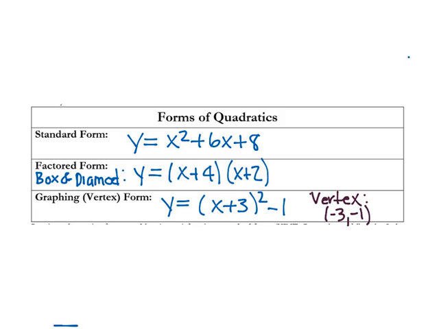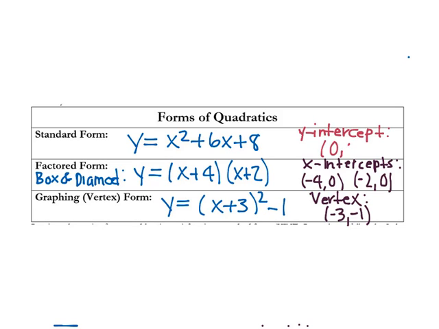The factored form actually tells us our x-intercepts, and the way that we did that is we use the zero product property, so these would be -4, 0 and -2, 0. And then standard form actually shows us the y-intercept. And the y-intercept is going to be 0, 8.